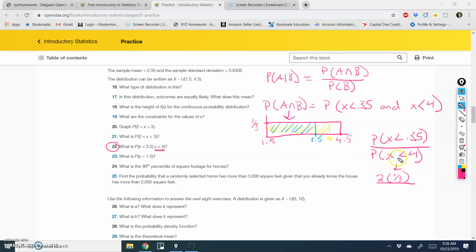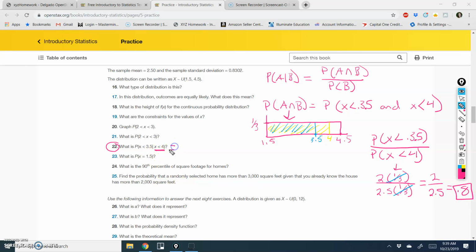The probability that x is less than 4 is the area of the yellow, so all the yellows. The length, or the base, of our yellow block is between 4 and 1.5, so that's a distance of 2.5. And our height is still 1/3. Conveniently, our 1/3s are going to cancel. So this really reduces down to 2 divided by 2.5, and if you put that in your calculator, you would get 0.8.